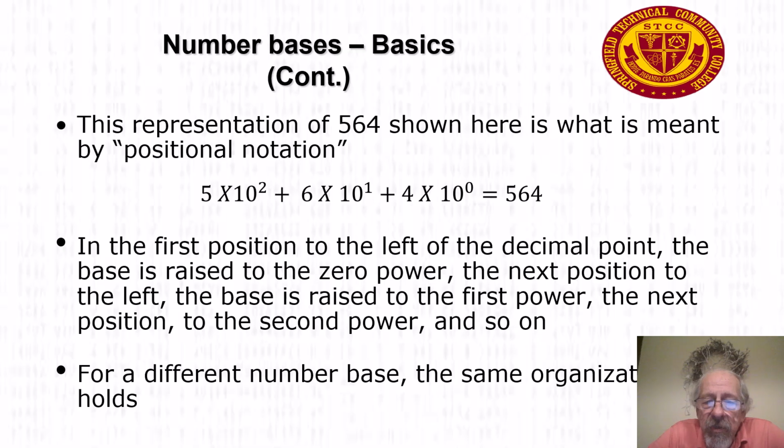And the other thing you notice is that, say we added a number in front of the 5, like a 1 for 1,000. What would that be? That would be 1 times 10 raised to the third power. So you notice that to the left of the decimal point, right after the 4, we raise the base to the 0, then the first, second, third power, and so forth. And that's said in the next bullet here. For a different number base, the same organization holds.